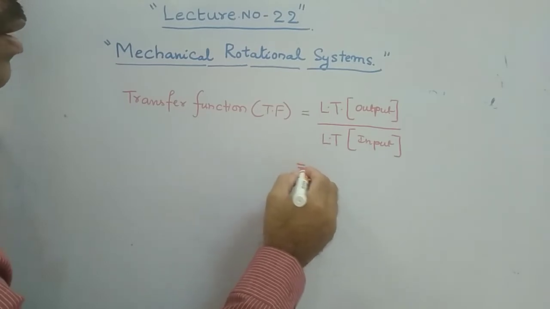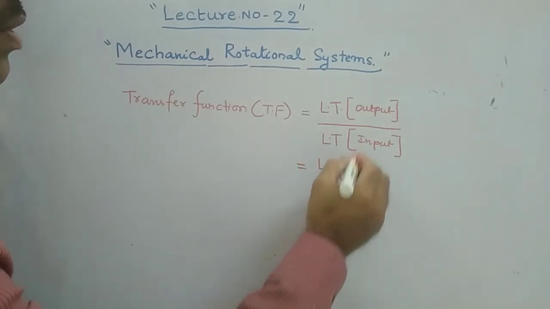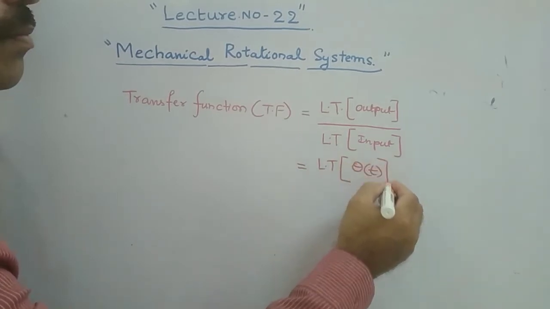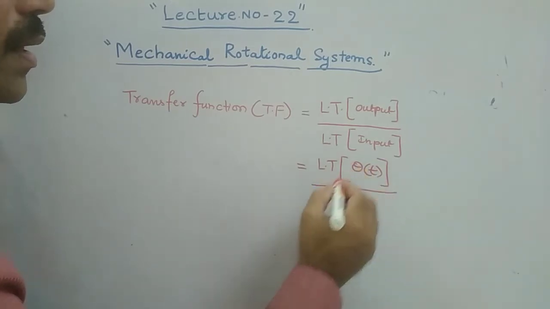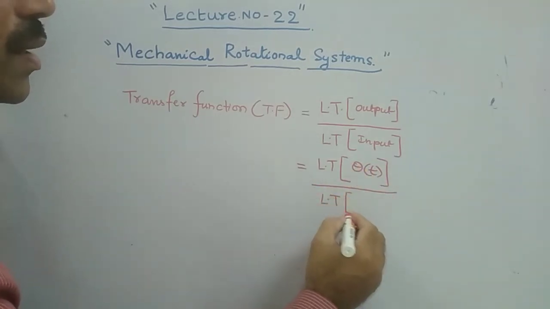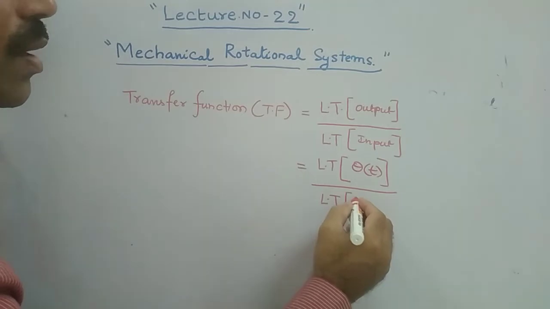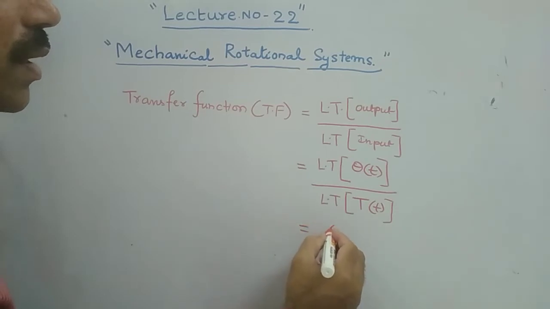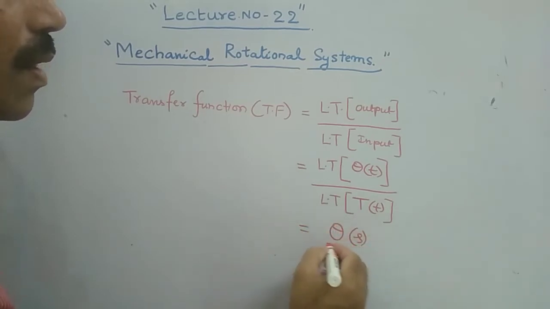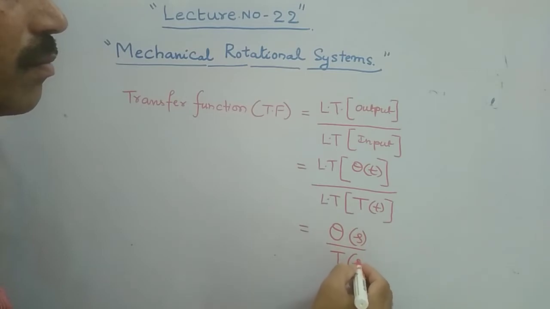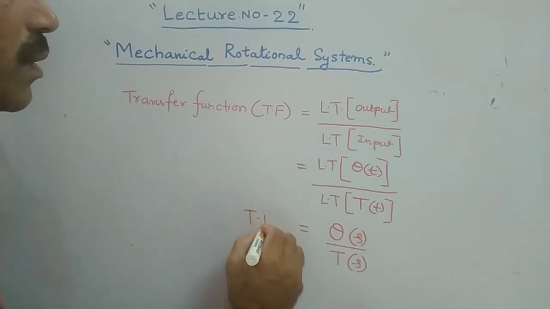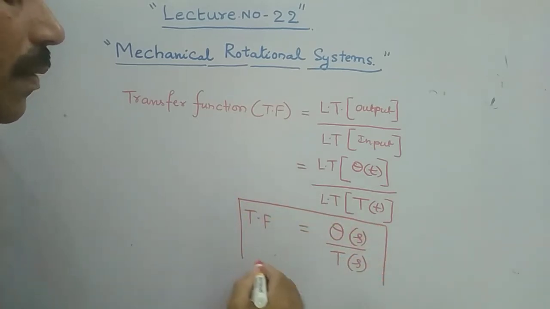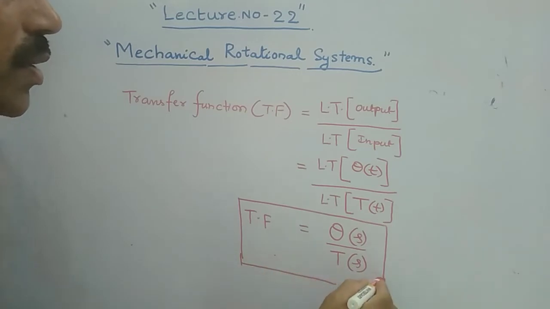This implies the Laplace transformation of your output is nothing but theta of t, displacement, and here your input is nothing but your torque capital T of t. This implies we can say it as theta of s by capital T of s. This is what your transfer function. So this is what we need to find out for the given mechanical rotational system.